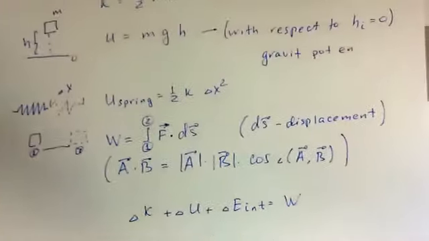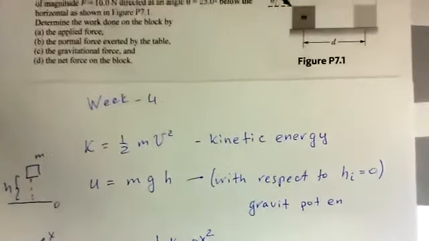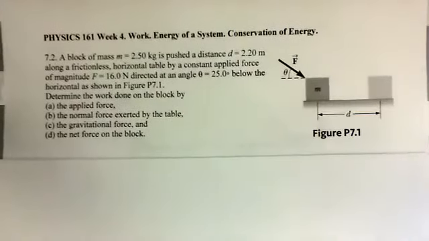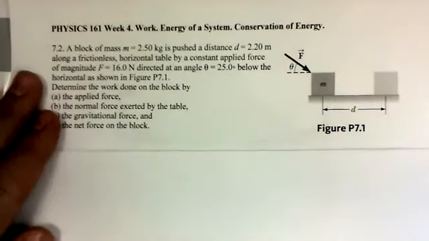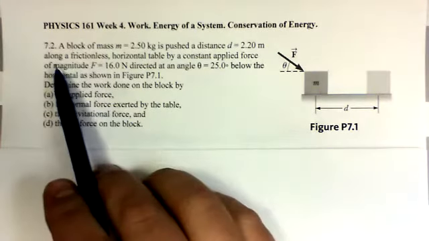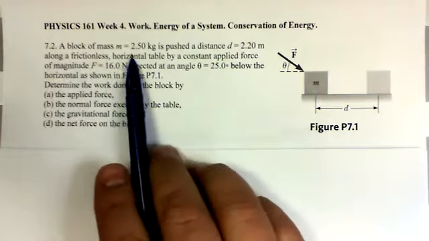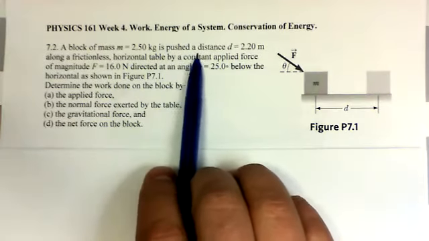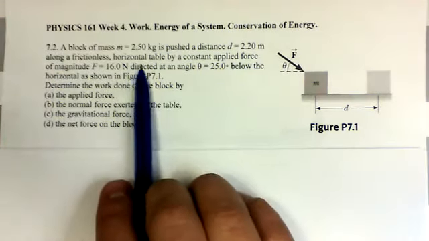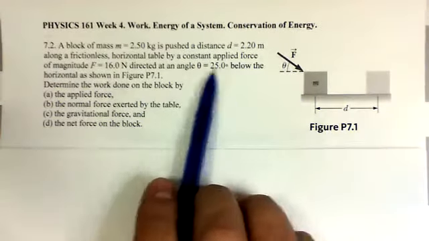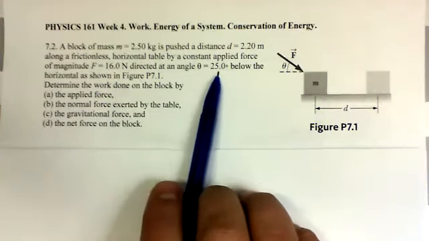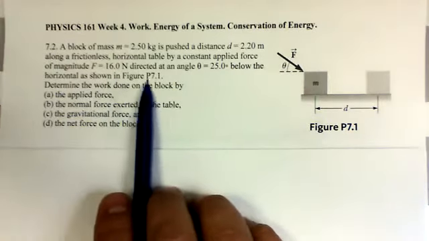Okay, let's apply all these concepts and solve some problems. Let's start with problem number 1, just to warm up, and introduce the general concept of work. A block of mass m, 2.5 kilograms, is pushed a distance d equals 2.2 meters along a frictionless horizontal table by a constant applied force of magnitude F, 16 newtons, directed at an angle theta of 25 degrees below the horizontal, as shown in the figure.